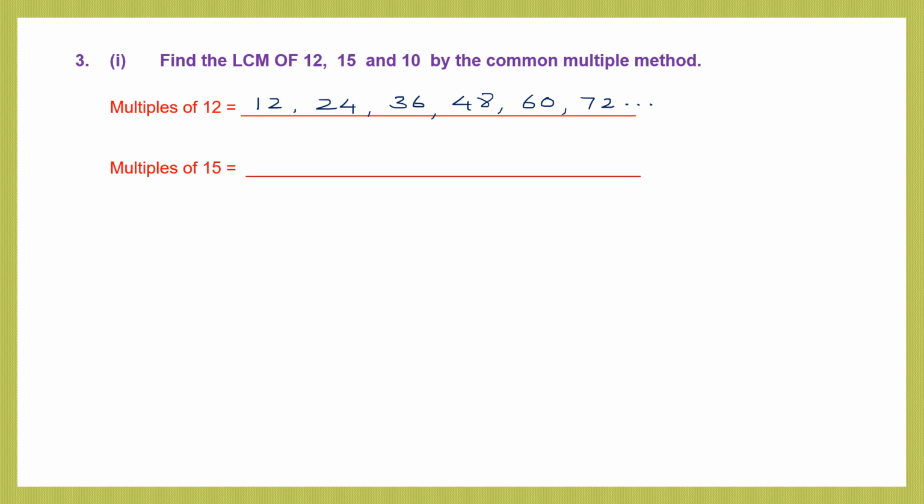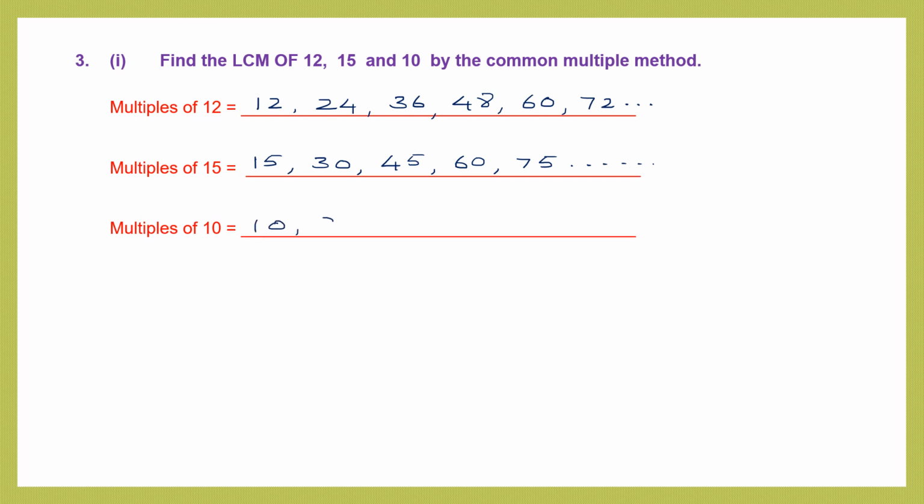Next, we write the multiples of 15. 15 ones are 15, 15 twos are 30, 15 threes are 45, 15 fours are 60, 15 fives are 75. So let's stop with this and go on to the next one. Multiples of 10. 10, this is easy, isn't it? 20, 30, 40, 50, 60 and so on. First we wrote the multiples of 12, then the multiples of 15, then the multiples of 10. Now we have to pick a common multiple here.